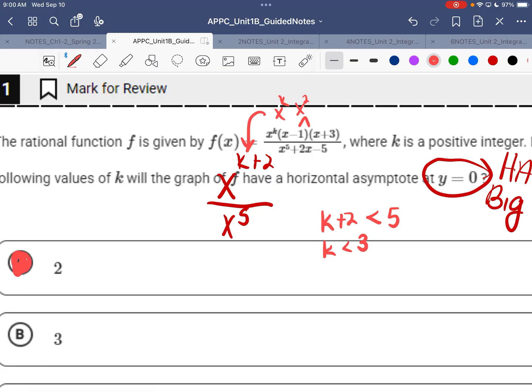So you really had to figure out how to make that exponent be 4 or less, essentially. So k being 2 would make that exponent in the numerator be 4. If it had other options of 1 or 0, you would not have been able to pick the right answer. So that's why the smallest one was 2.